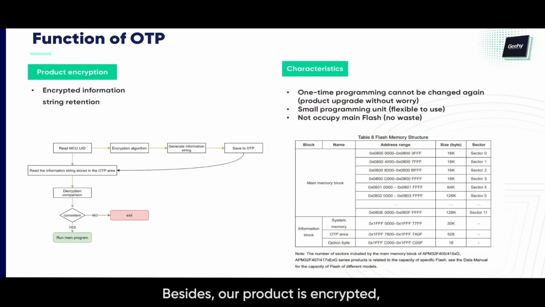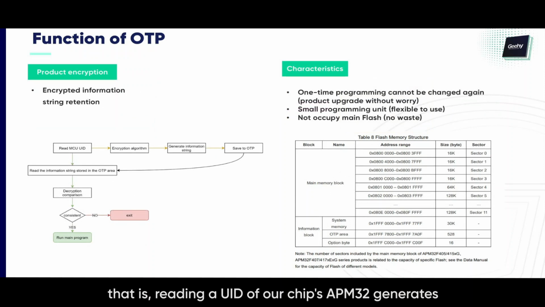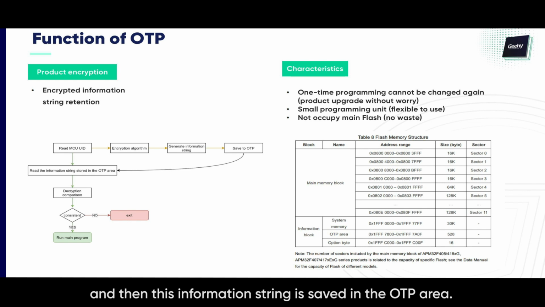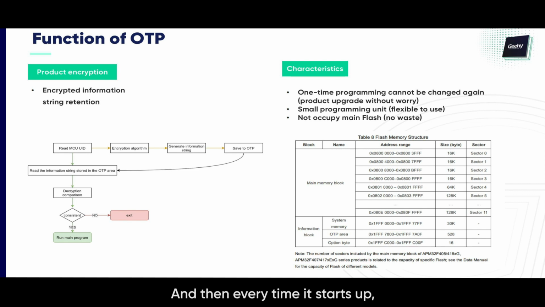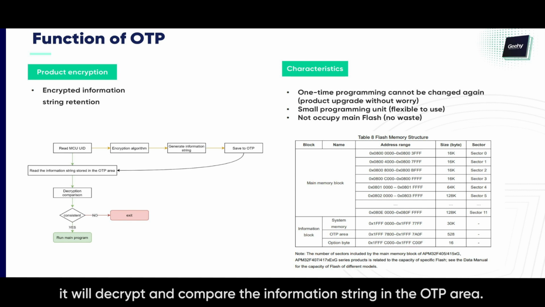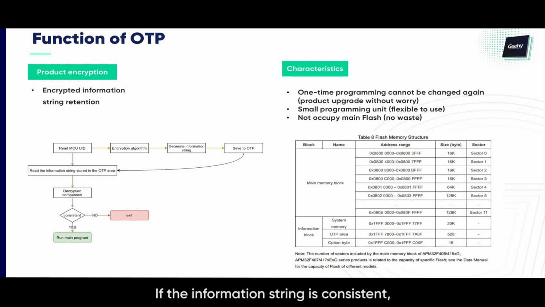Besides, our product is encrypted. That is, reading the UID of our APM32 chip generates an information string through an encryption algorithm. And then this information string is saved in the OTP area. Then every time it starts up, it will decrypt and compare the information string in the OTP area. If the information string is consistent, it will run the main program. If the information string is inconsistent, it will exit the program.